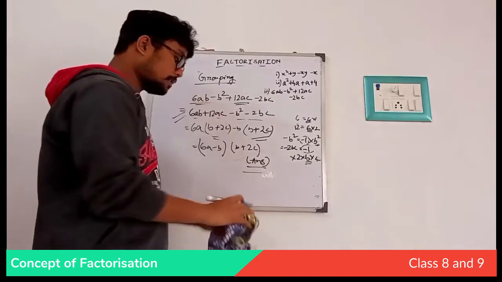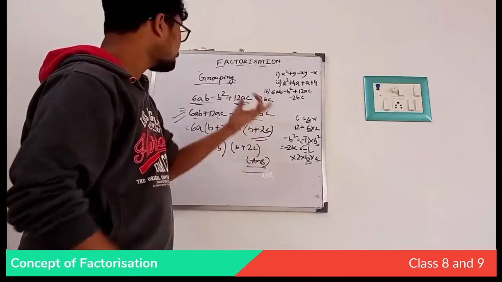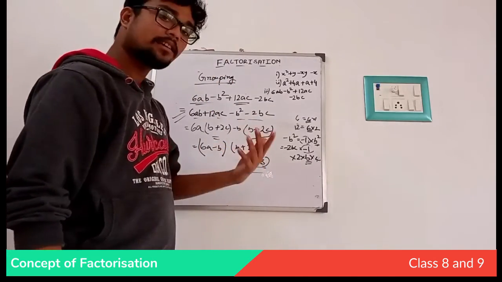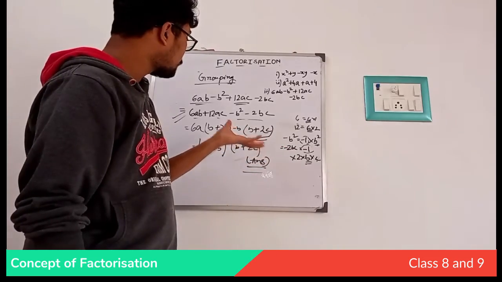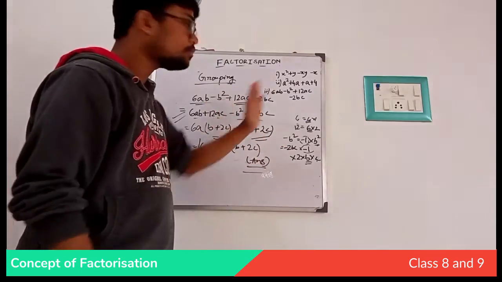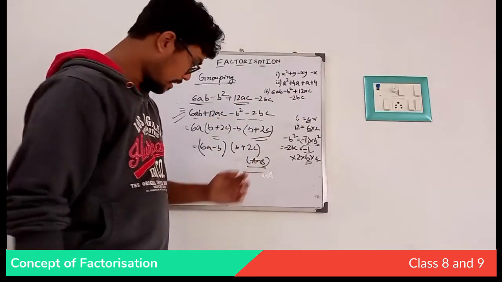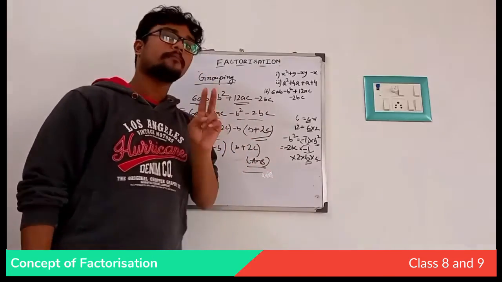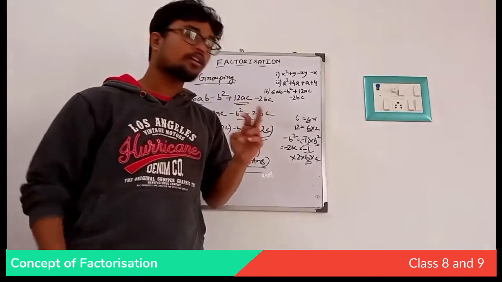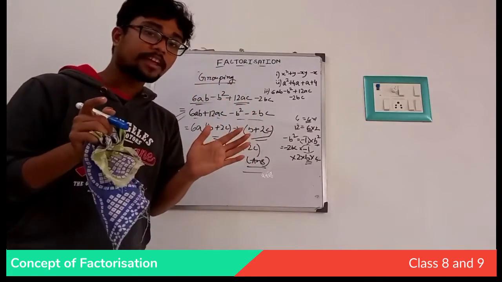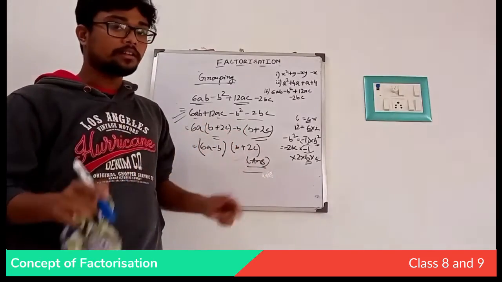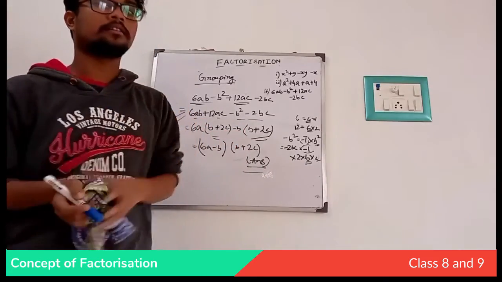So this was a grouping problem, or I can say with the help of grouping we can factorize all those three terms. Now I am showing you a good example or good problem of how taking out a common factor and grouping will work together.